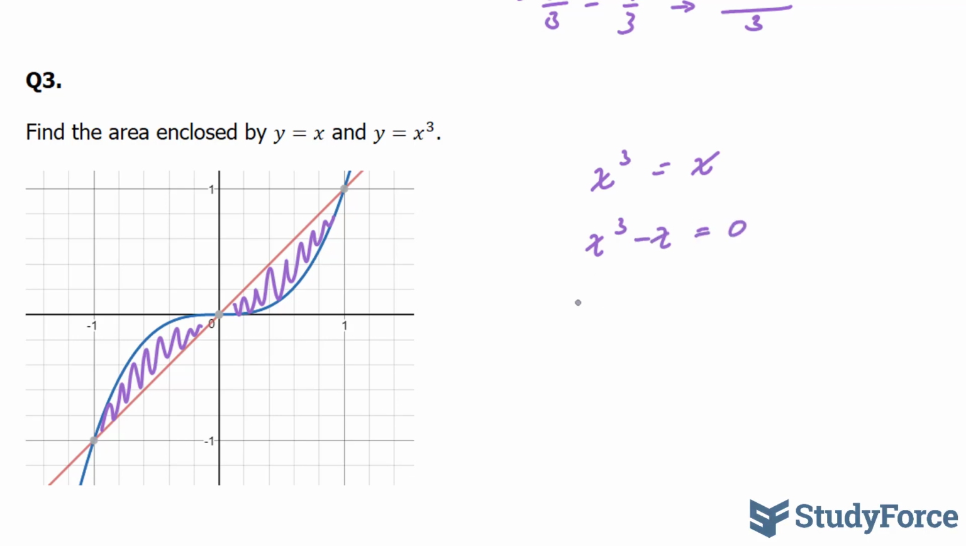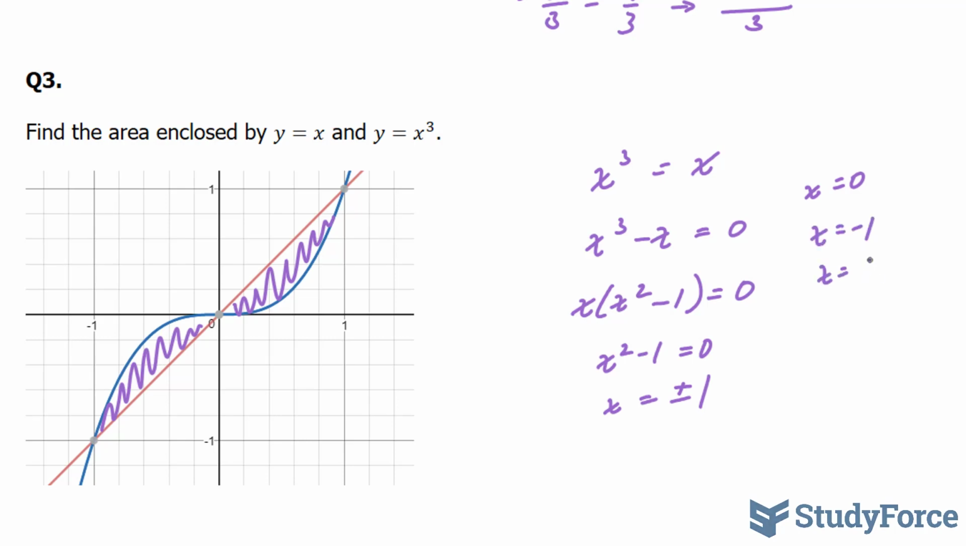I'm going to factor out an x. X to the power of 2 minus 1 is equal to 0. This suggests that one of our x's is equal to 0. And if we divide both sides by x's here, we end up with x squared minus 1 is equal to 0. And this effectively will give us plus minus 1. And I'll write down x is equal to negative 1 and x is equal to 1. Now what this suggests is that we'll need to integrate between negative 1 and 0, and then again between 0 and 1. So let's do that.